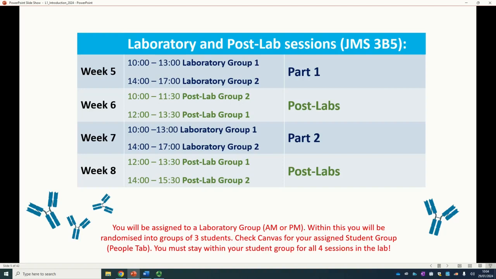It's important that you stay within that group all the way through, okay? Because you'll be working with the same samples as you move along. So it's really important to stay within your group and within your associated session. That information will be made available on Canvas relatively soon.